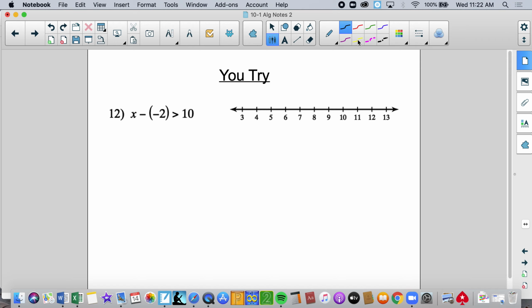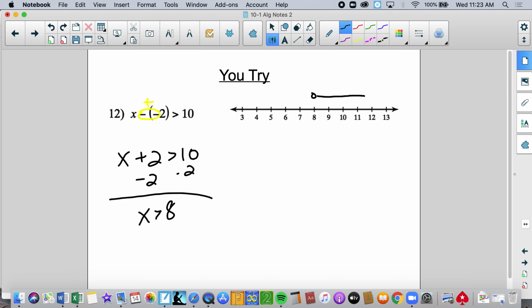So again, we have double signs. A negative and a negative makes a positive. I'm going to rewrite it instead of just having that chicken scratch above it. I'm going to subtract 2 from both sides. I get x is greater than 8. Since it's greater than, it's an open circle. Greater than goes to the right.